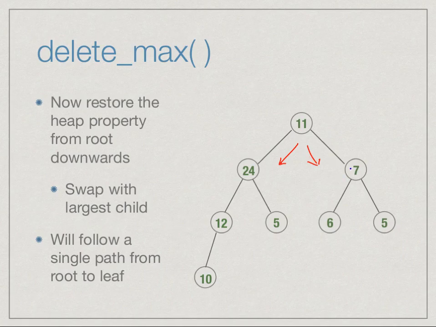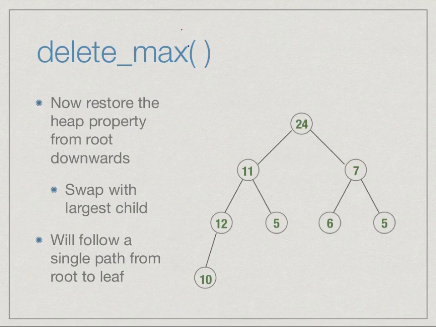So suppose this had been 17 here. Then we could have swapped 11 with 17 or 11 with 24. Both violations are there. But if we move the smaller child up, then 17 will not be bigger than 24. So we move the largest one. So in this case, we move 24 up. And now we have 11 again. And now we have to again check whether it is correct with respect to its two children. So again, it is not. So we move the largest one up, namely 12.